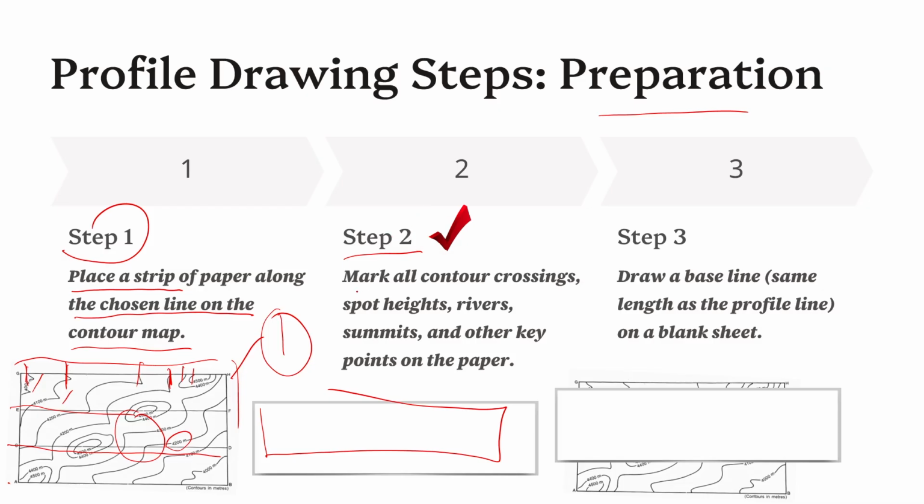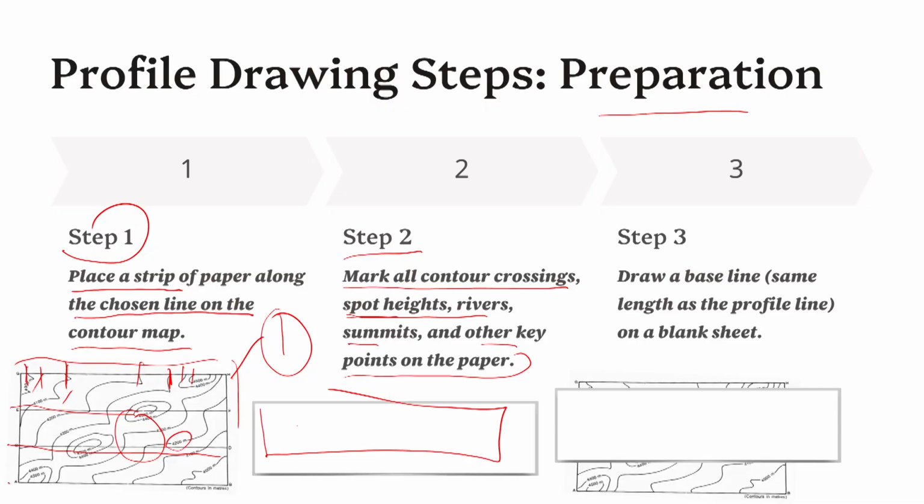Then step 2, mark all contour crossings. Look here, take a piece of paper where the contour is crossing, and mark the spot height, river, summit and other key points on the paper, where the highest elevation crosses that piece of paper. Then the third step, draw a baseline, the length of the profile line, on a blank paper.